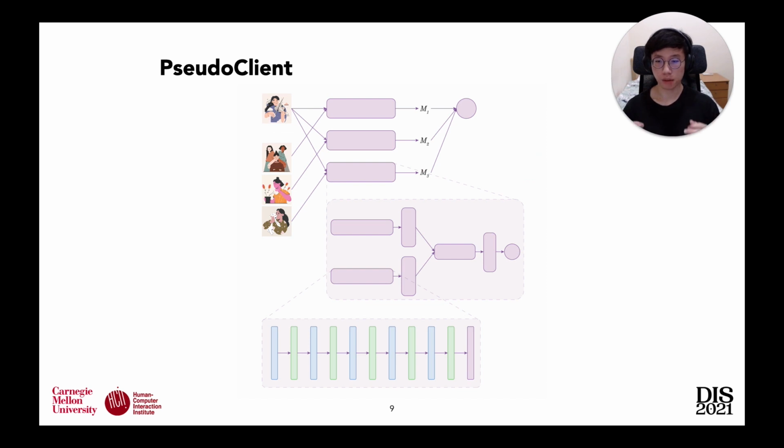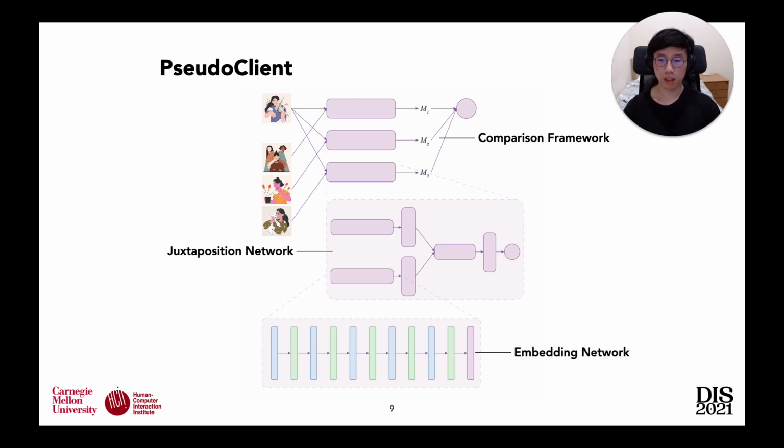PseudoClient consists of 3 levels of components. The comparison framework, which contains the Juxtaposition Network, which further contains the Embedding Network. I will now briefly summarize each of the components. For further details, please read our paper or visit our project page linked at the end of the talk.